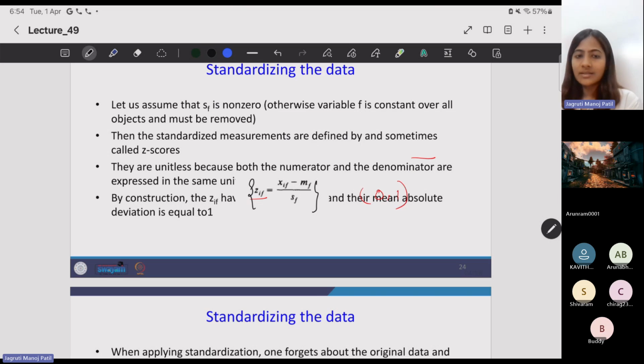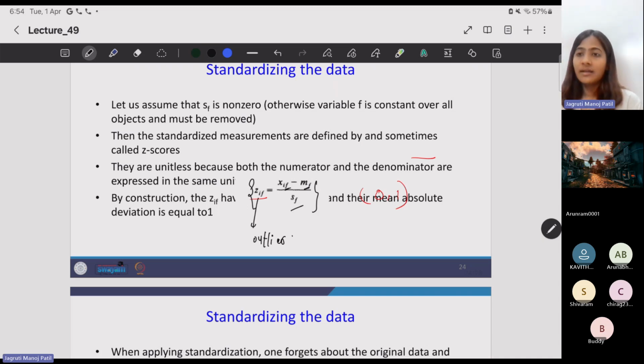Constructing your z-score will help you make your data set independent of the unit that you measured it through. This is nothing but the expected value, the mean, divided by the standard deviation. Everything would be unitless over here. You directly compute the z-score and compare. This z-score will also help you with outlier detection.